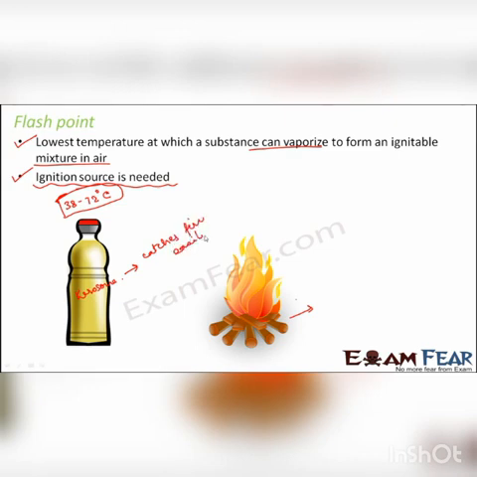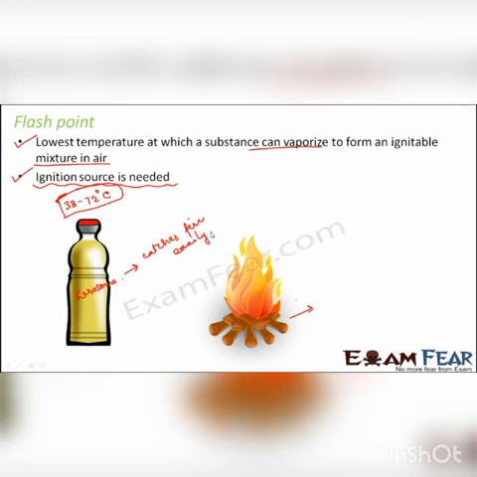Now, if you have two scenarios. In the first scenario, you have a few logs of wood. In the second scenario, you have a few logs of wood with kerosene spilled over it. So which of these two will catch fire easily? The second one, because it has kerosene and kerosene has a lower flash point. So it will very easily get ignited when an ignition source is there.